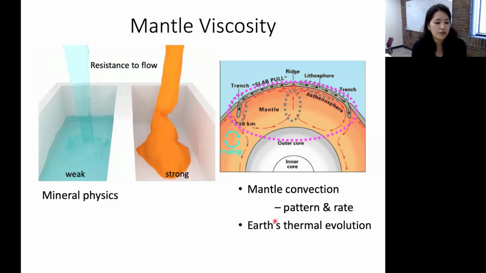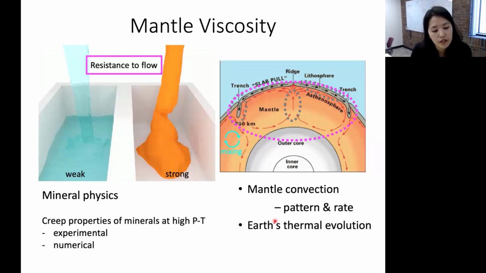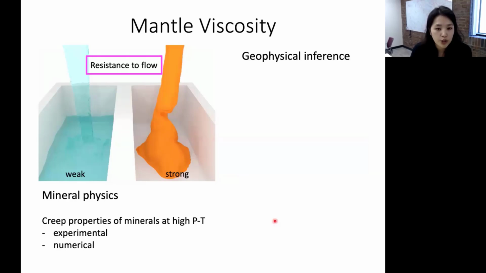So you can try to study this from a mineral physics point of view, basically trying to measure the resistance to flow for minerals. What you would do is go and measure key properties of minerals at high pressure and temperature conditions. And you can do this experimentally or also numerically. Now, from the geophysical side, we have observations, and we can use those to infer the mantle viscosity. What we would do is see how Earth responds to different forcings or sources.